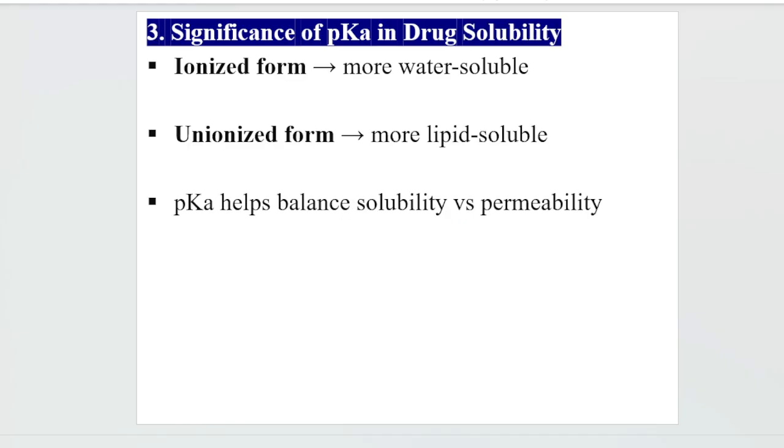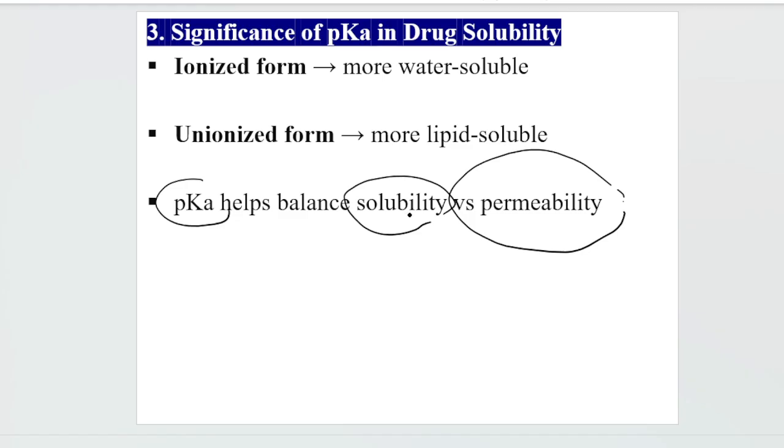So next is the significance of pKa in drug solubility, and again it is the ionized form of the drug that becomes more water soluble. The unionized form is lipid soluble, and the pKa value maintains the balance between solubility and permeability. Solubility is associated with the ionized form of the drug, and permeability is associated with the unionized form, because the unionized form is lipid soluble. It does not carry any charge, so it crosses the membrane and goes into the blood.